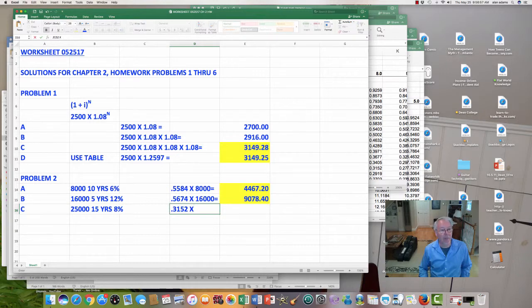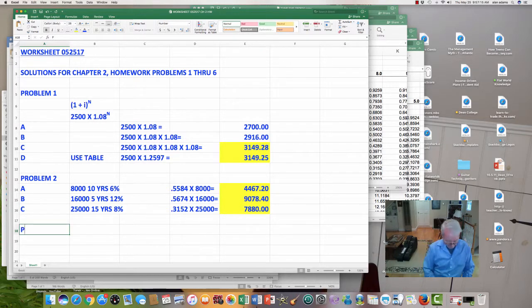Okay, multiplied by $25,000. I'm having a bad typing day today, apparently. Okay, 25,000 times 0.3152. My answer is going to be $7,880. Let's do a proof on that one. Let's do a proof of C.